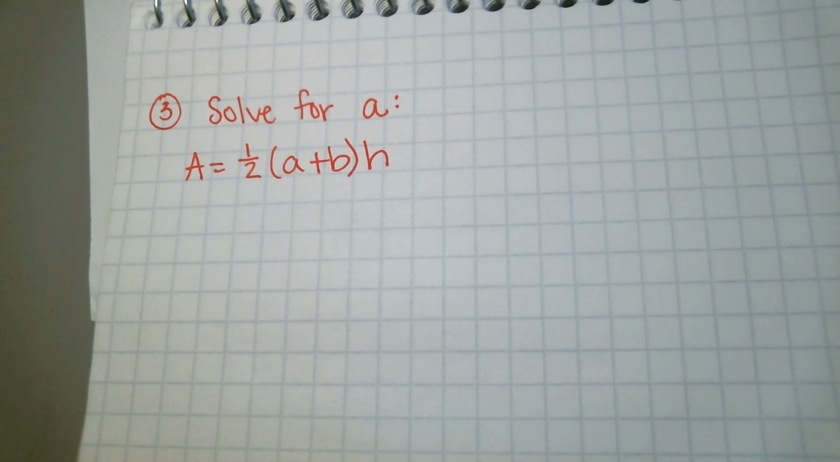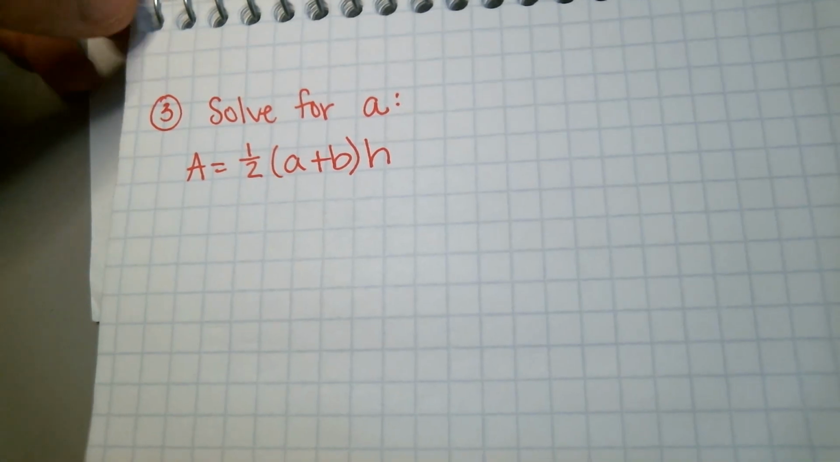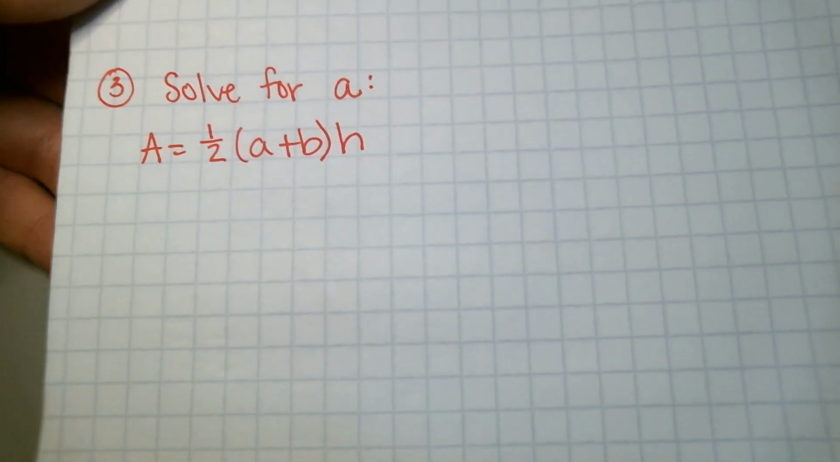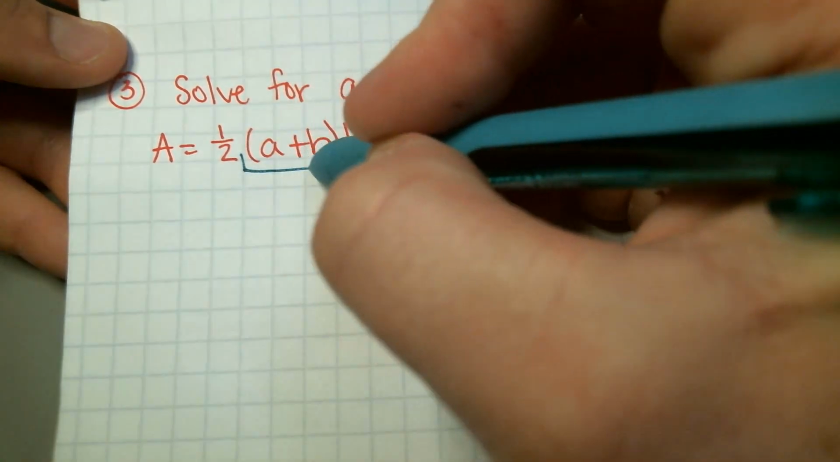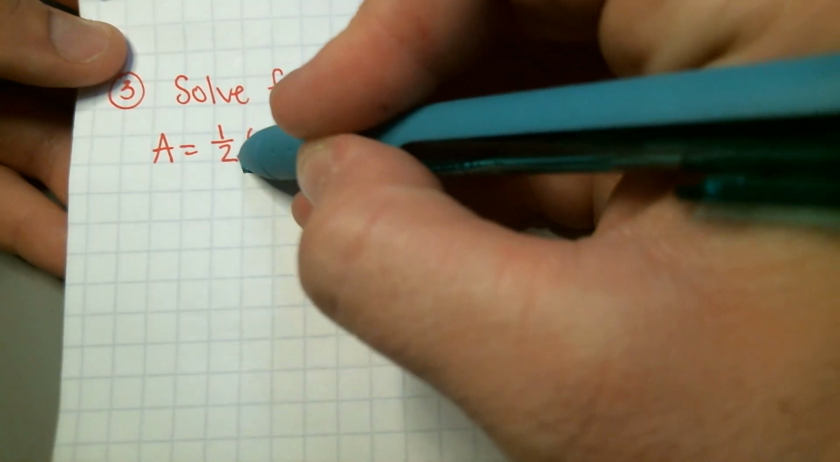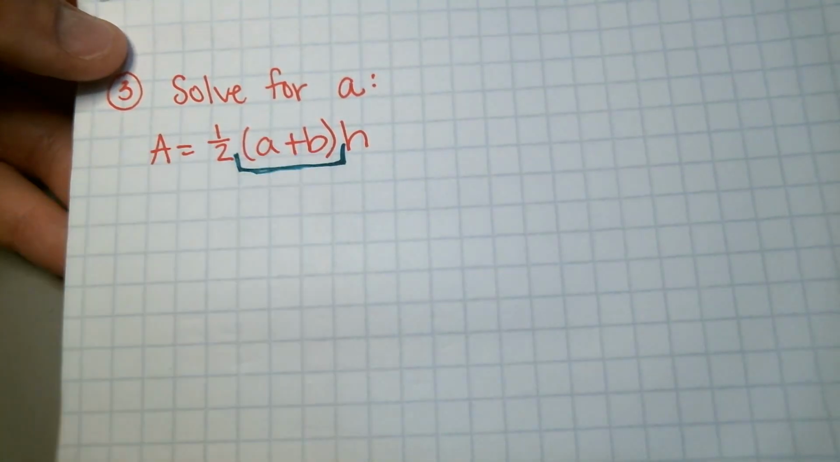And just like with solving normal equations for a single value, solving these equations for a variable, there's lots of different ways you can solve. So on number 3, we're going to solve for a. Now this one's a little different than the other 2 because I want to find the term that has a in it. Well, that term is the parentheses. This is the term, the whole thing, a plus b.